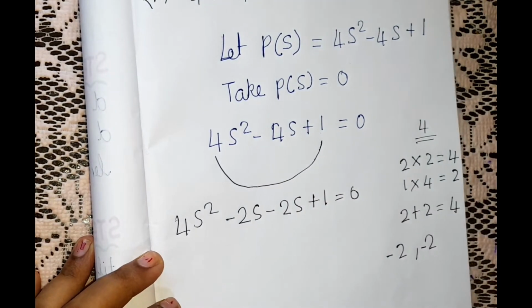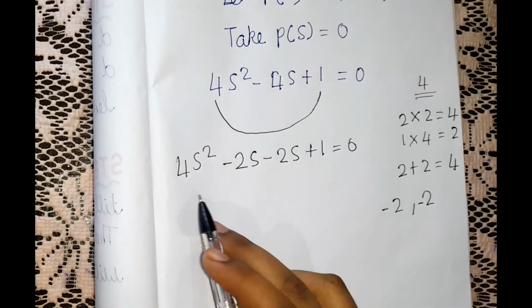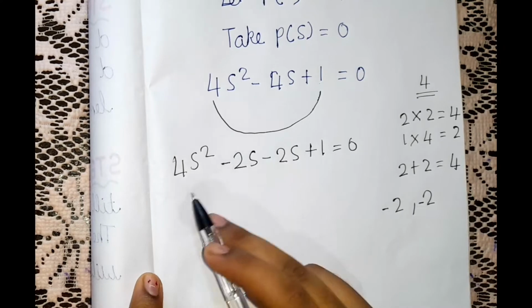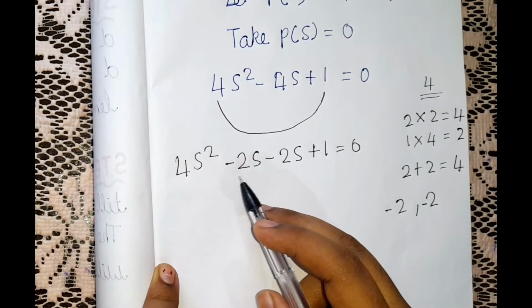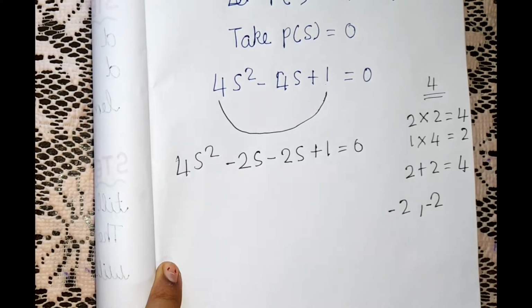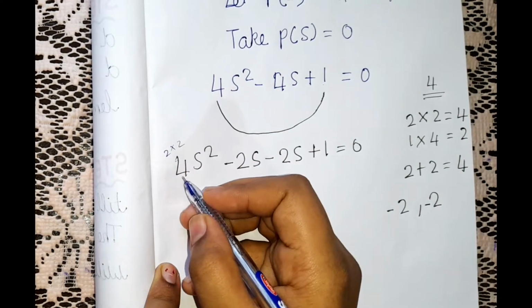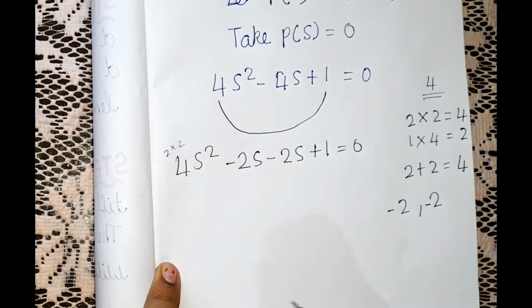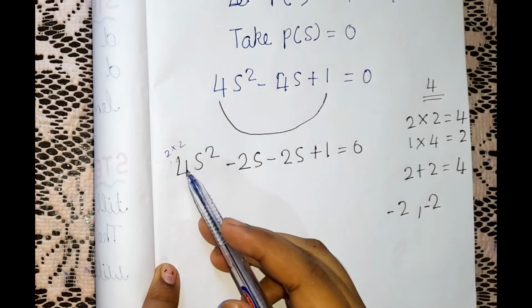Now what we are going to do is take the common value. First of all, let's find the common value right over here. Here we have 4s square minus 2s. As you know, when we multiply 2 into 2, it is 4, am I right? This is just for your understanding. You can just think in your mind that 2 into 2 is 4.